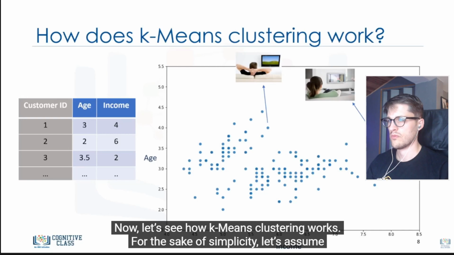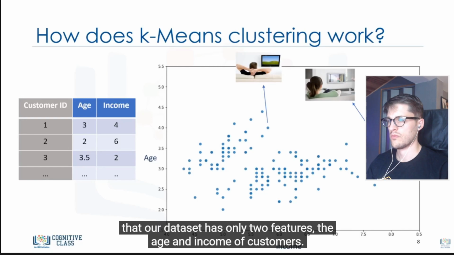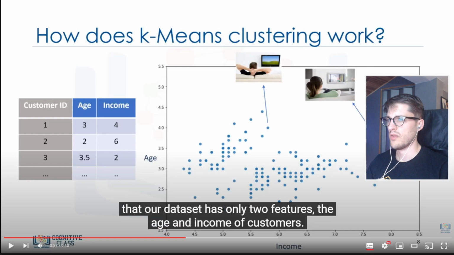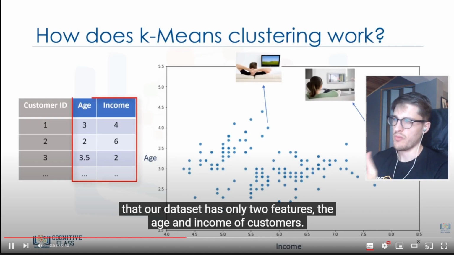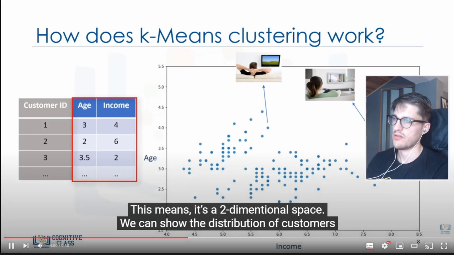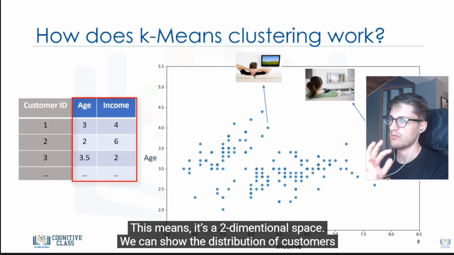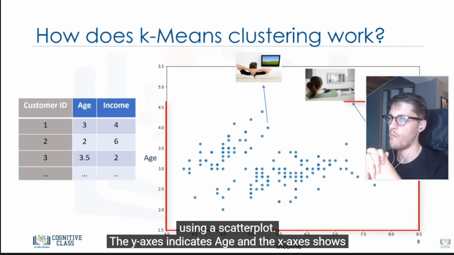For the sake of simplicity, let's assume that our dataset has only two features: age and income of customers. This means it's a two-dimensional space. We can show the distribution of customers using a scatter plot.